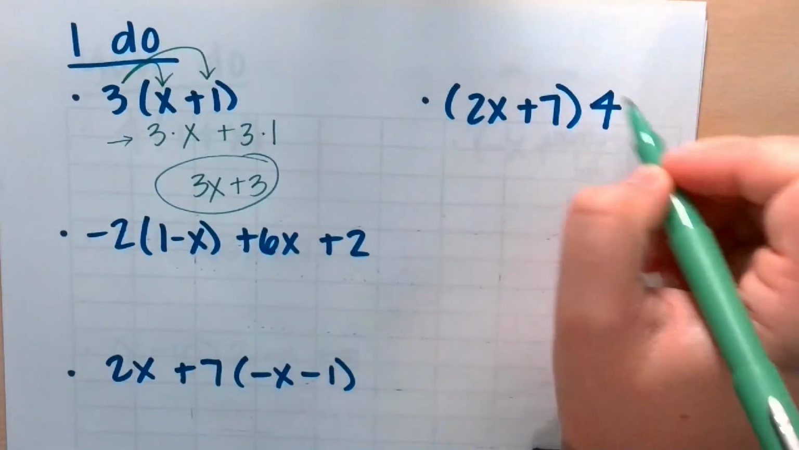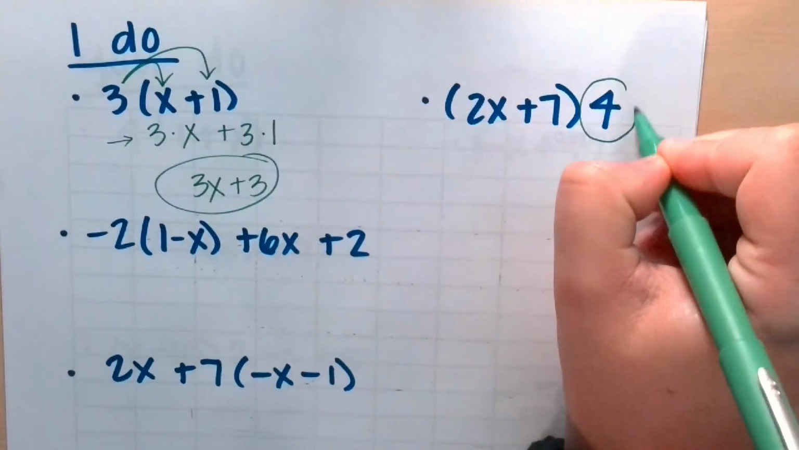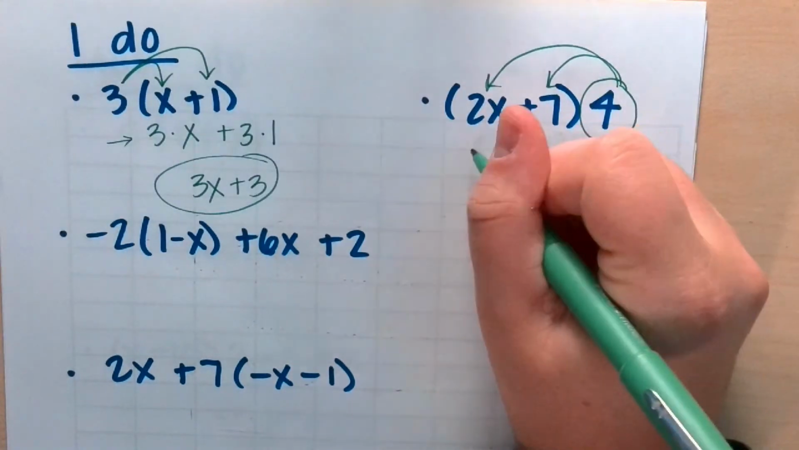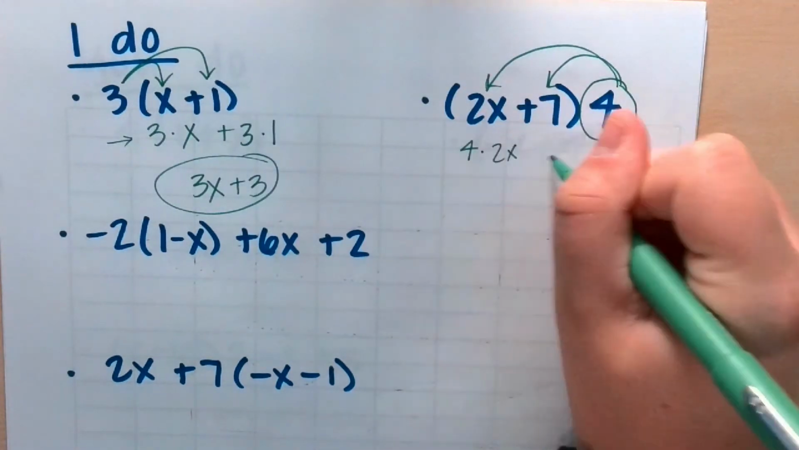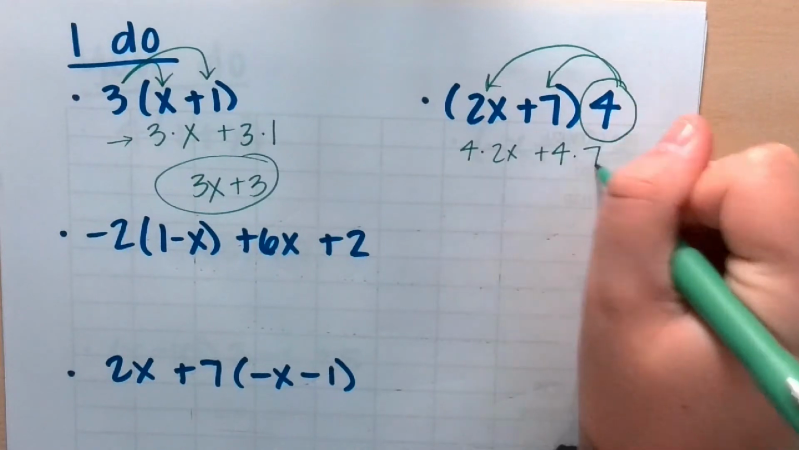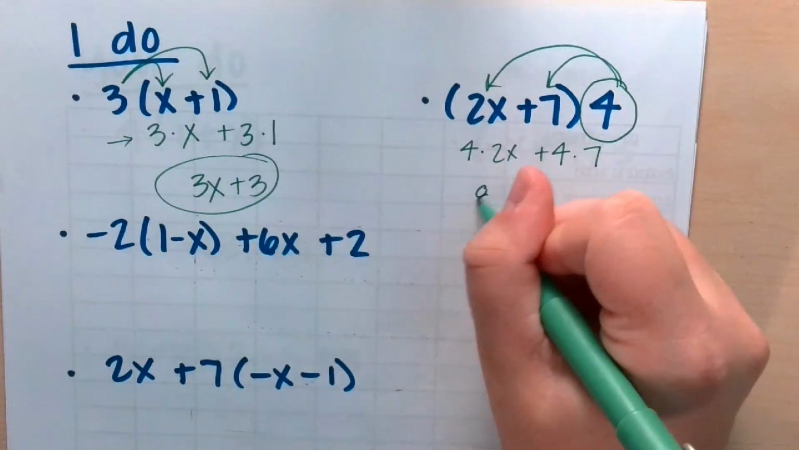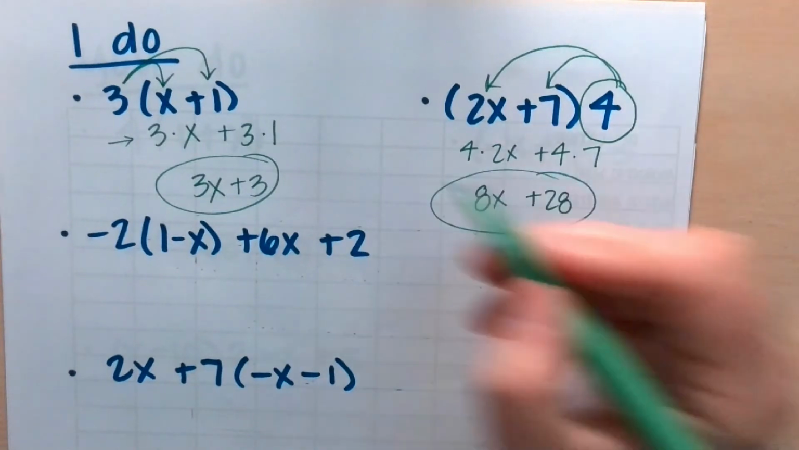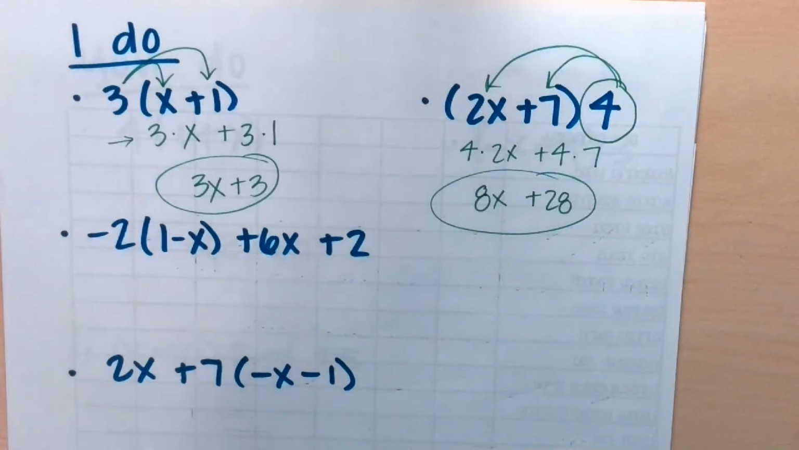Next example, we need to distribute this 4. So we distribute it, we have 4 times 2x plus 4 times 7. This is going to give us 8x plus 28. These are pretty quick since it's just like a one-step distribution.